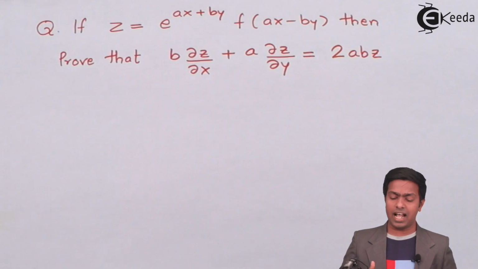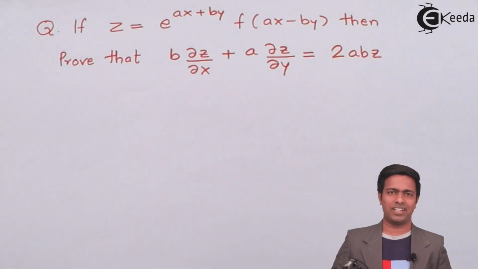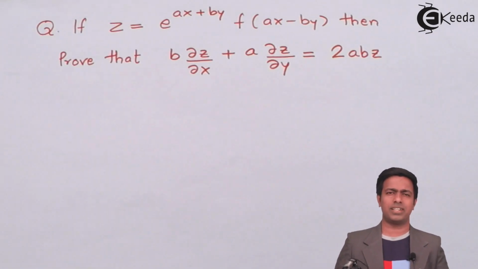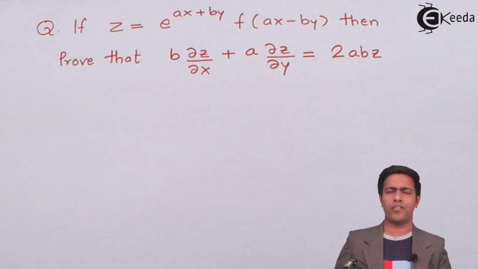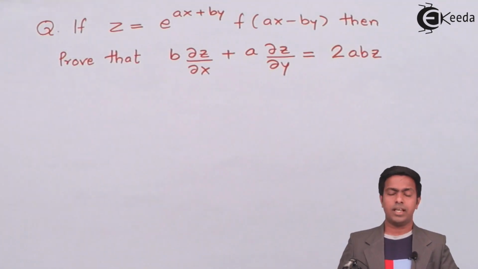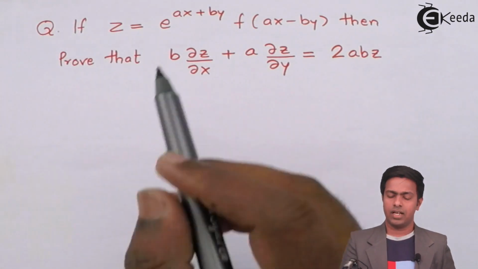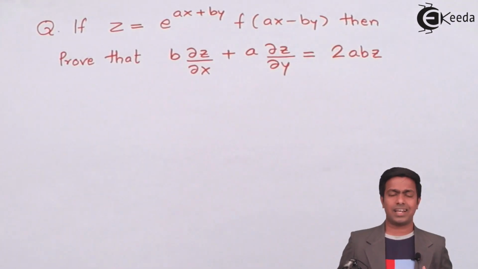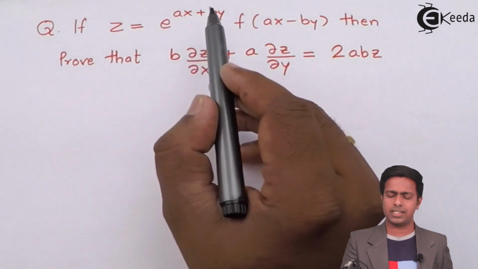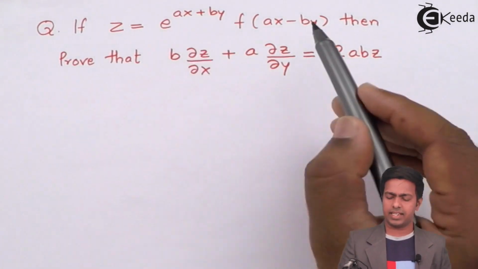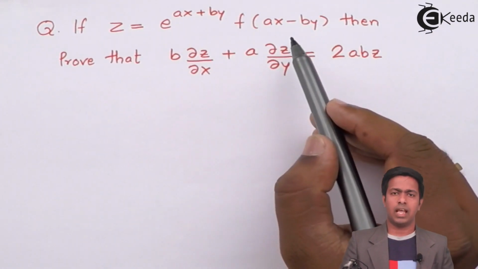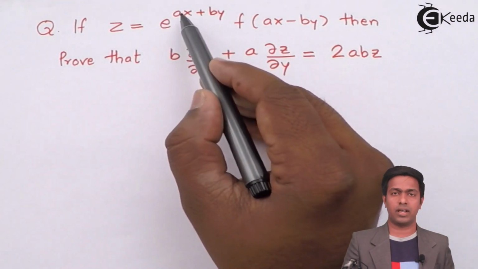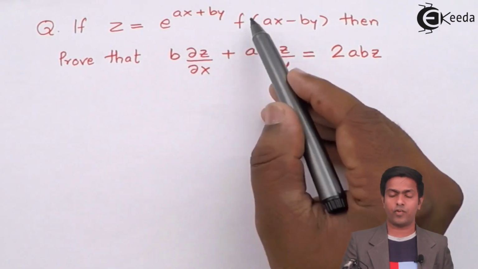Now guys, to get the answer of this question, there are two methods. So why are there these two methods? First, if you observe the function carefully, here we have ax plus by in the power of e, and at the same time we have a function of ax minus by. So I can consider this as a composite function as well. We can put ax plus by as u and ax minus by as v, and then that will become e to the power u and f of v.